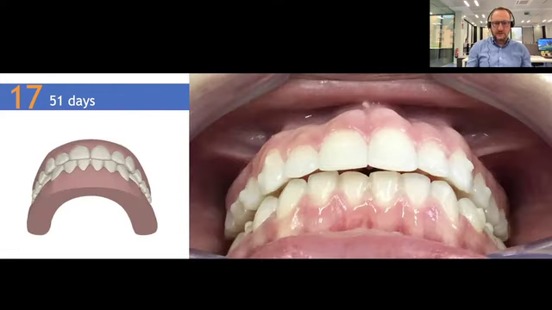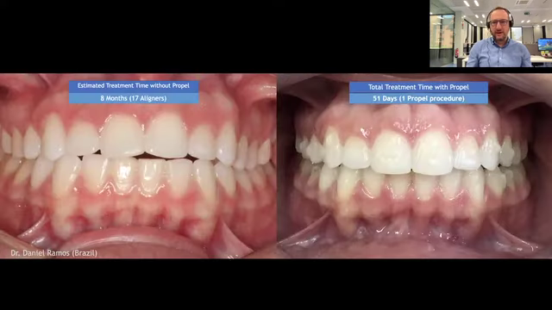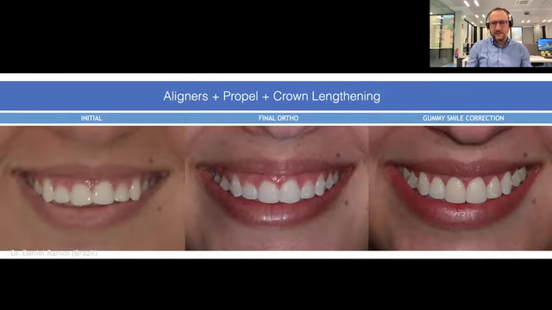Okay, and here's the difference between the overjet we had and how we planned and where we got. Okay, so the comparison between initial and final. So we have a treatment that normally I would do in 8 months that I could do because of this technique in 51 days, the Propel microscopic perforations. Here we can see the difference, now is initial, final ortho.